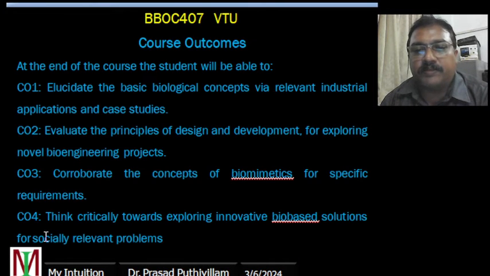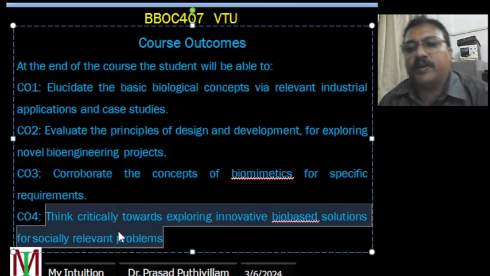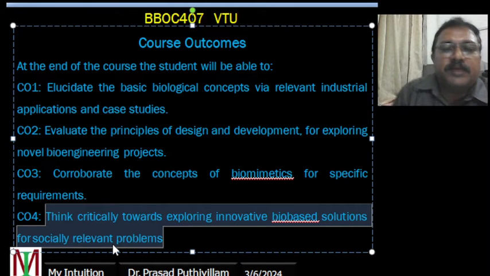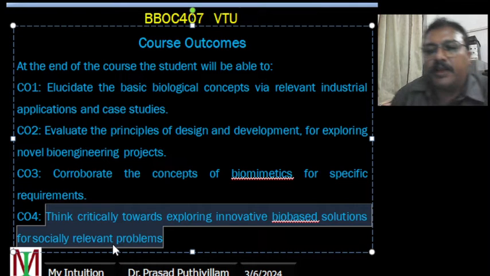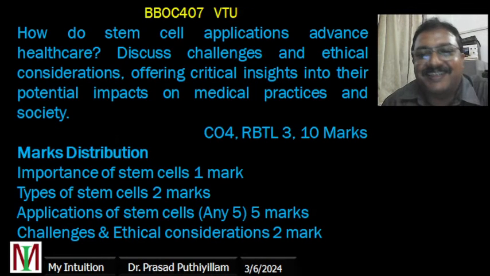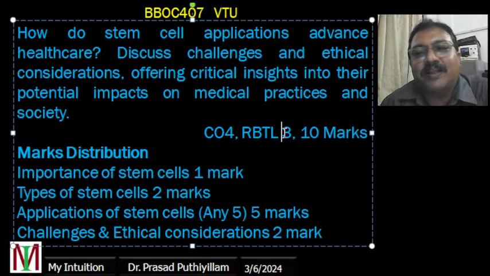Course outcome 4 means, which is mentioned, think critically towards exploring innovative bio-based solutions for society relevant problems. So stem cells is one of the innovative bio-based solutions for the societal relevant problem, no doubt in that, but some ethical considerations are still there. Okay, so the level of question I made it as 3. This mark distribution is already given to you.